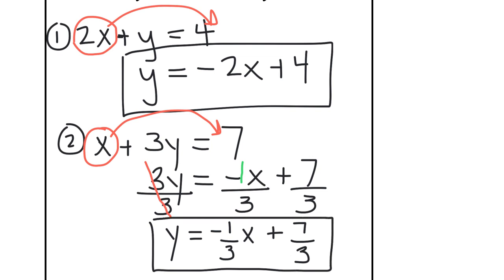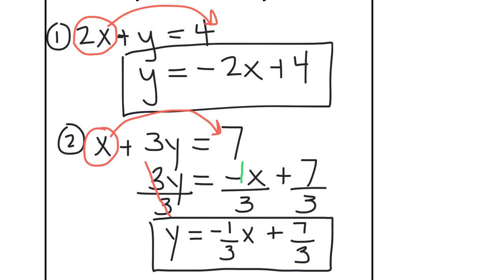Now that both of my equations are in the correct format, I can go ahead and start comparing the slopes of both equations. And if we need to, we can also take a look at the y-intercepts. But remember, the slope is kind of like the key factor here. So let's start with the slope in the first equation.